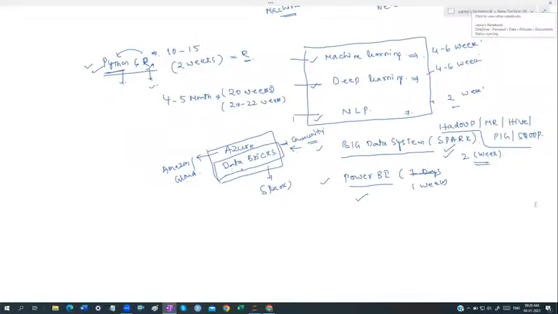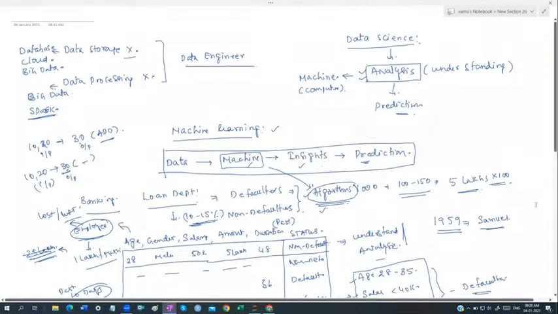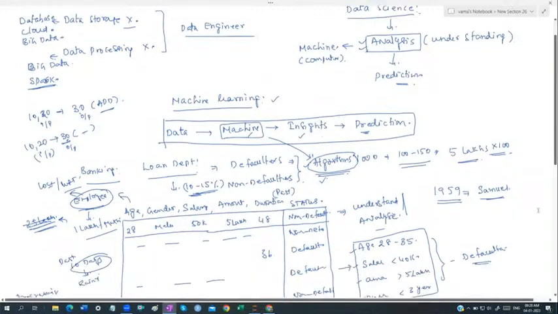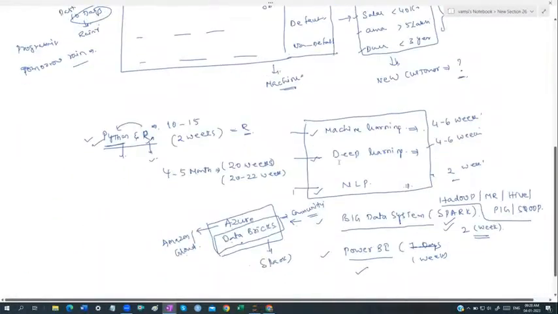Okay, so that is an idea about what we are going to be doing in data science, guys. It is understanding the past data, and based on that, predicting the future. For that, different skills are required like machine learning, deep learning, NLP, big data systems, Power BI, Python, R.